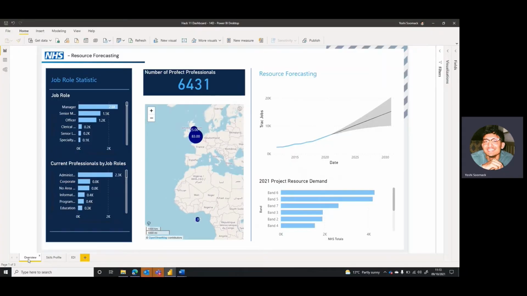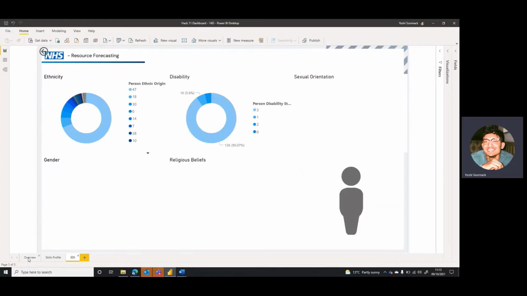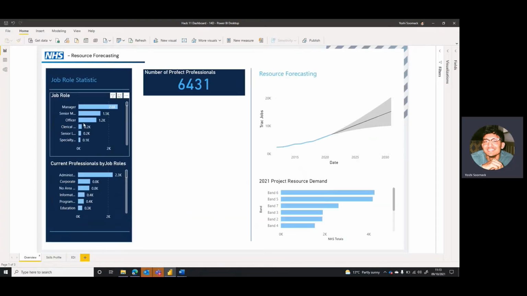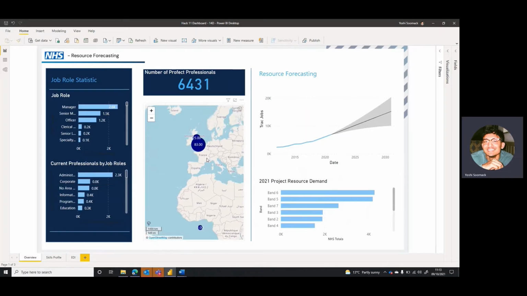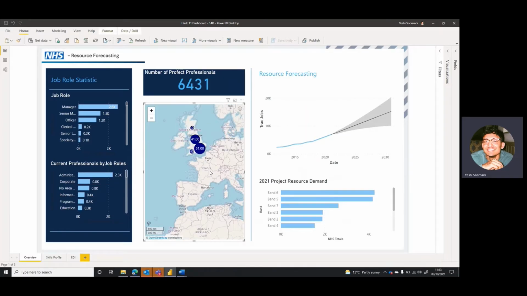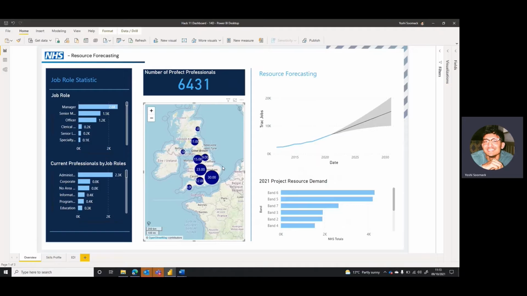The scope of this challenge was vast, so for this solution there were 3 aspects we prioritised. This was to provide a current profile of all the existing and aspiring project professionals in the NHS. We could see their EDI profile, their job role, and also their area of work. We also provided a heat map of professionals within the UK to show regional locations where resource was allocated.